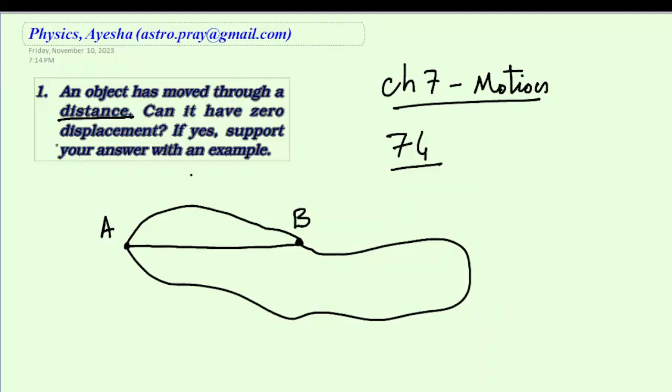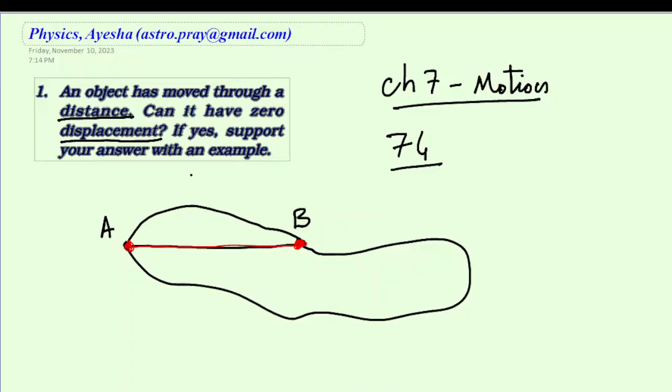Okay. And what is displacement? Displacement is the shortest distance between the initial point and the final point. So here the displacement is this. Okay, and other paths that I have drawn in black, those are all distances. Now the question is if it is possible for an object to have zero displacement. Yes, absolutely yes.